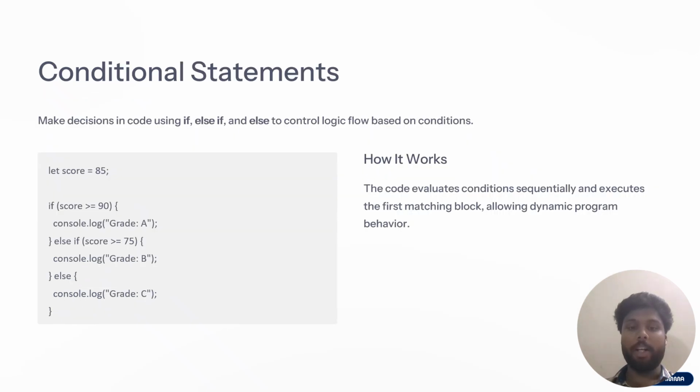Coming to conditional statements. Conditional statements help the program make decisions using if, else if, else. For example, the program checks the student score. If your score is above 90, then the grade is A. If the score is 75 or above, it is grade B. Otherwise, the grade will be C. The program checks the conditions one by one, and once a condition is true, that block is executed.